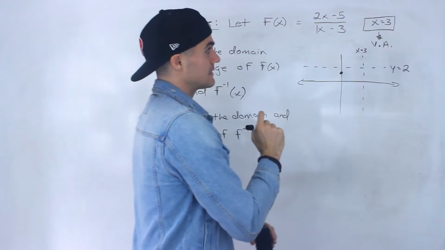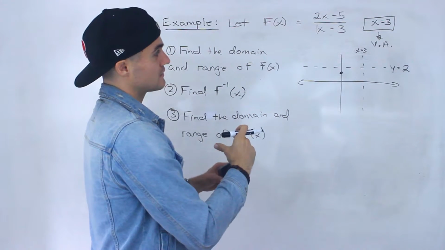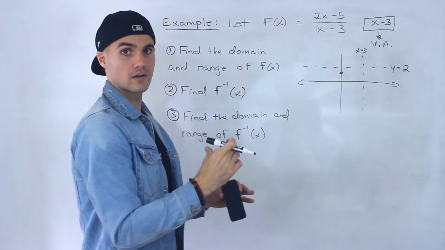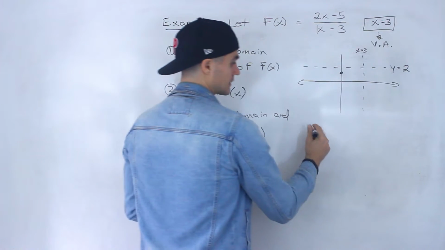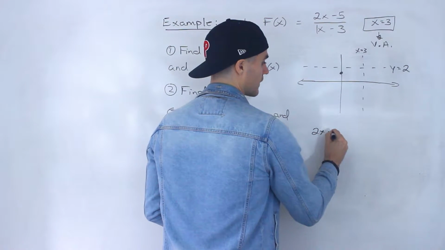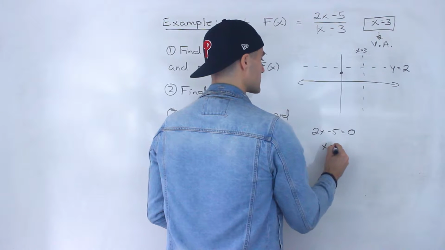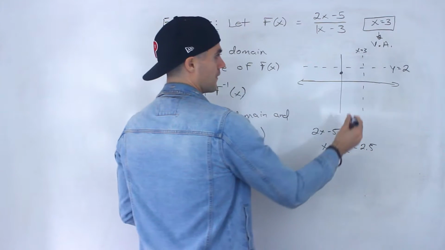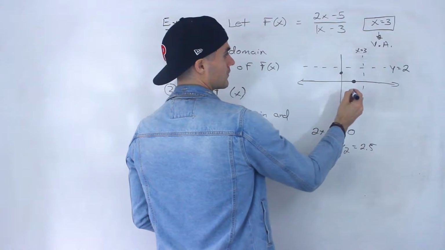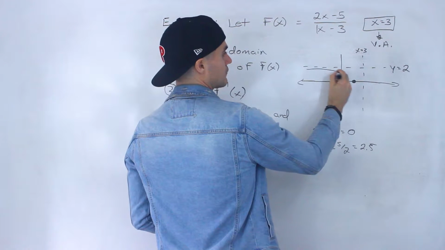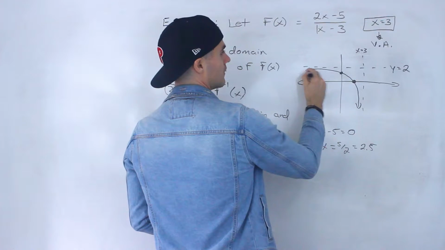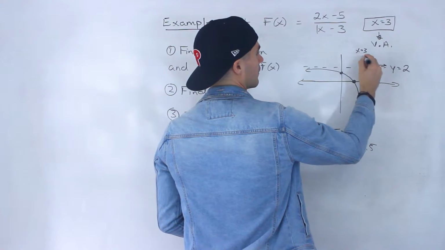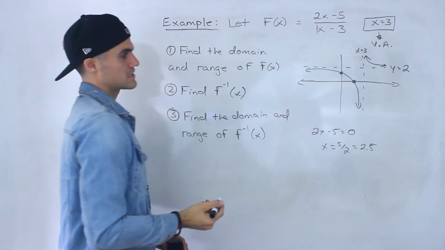To get the x-intercept, it's the value of x that makes the numerator equal to 0. So when does 2x minus 5 equal 0? It's at an x value of 5 over 2, or 2.5, which would be over here. And if we combine everything, the function basically looks like that.